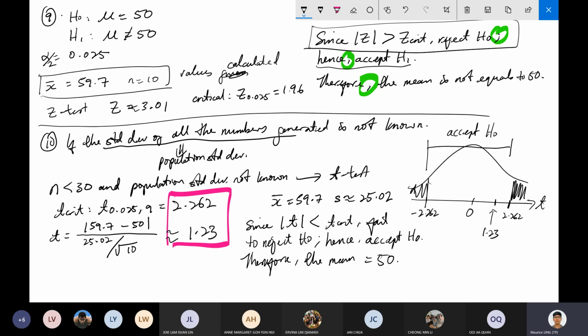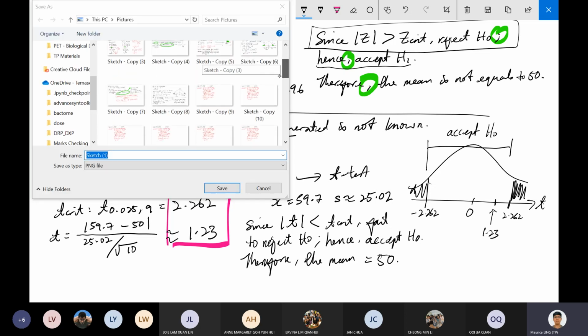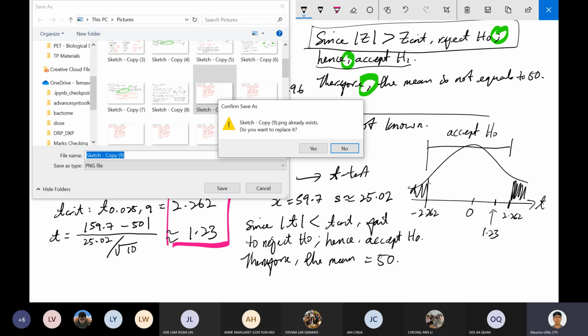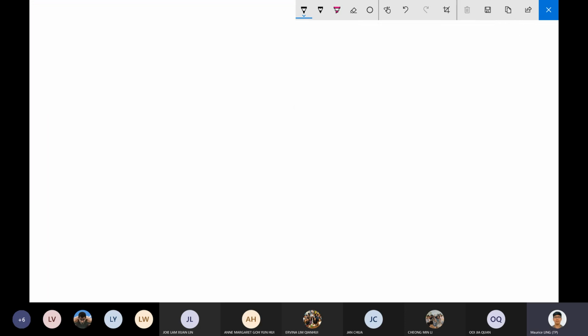Yes, so that covers all the 10 questions. And then we look at question 1 and question 2. So question 1. The answer is true, true, false, true, true. Type 1 error is rejecting a true null hypothesis. That's correct. Type 1 error is actually the shaded region, the possibility of rejecting null hypothesis if the null hypothesis is true.